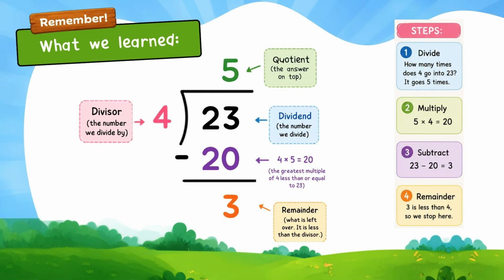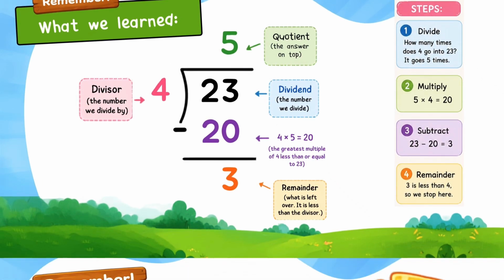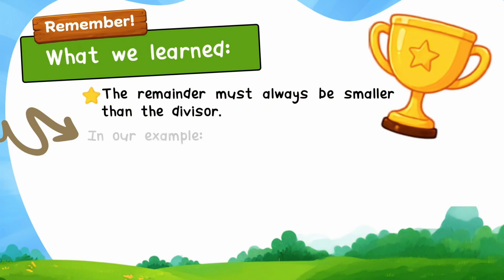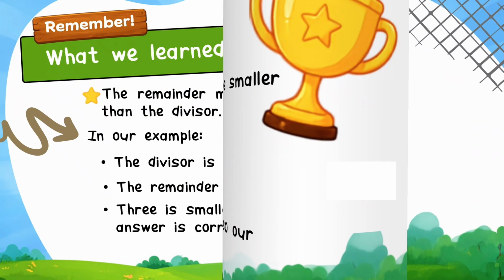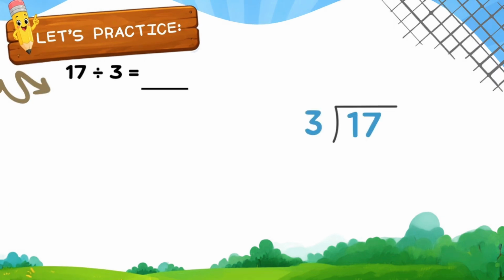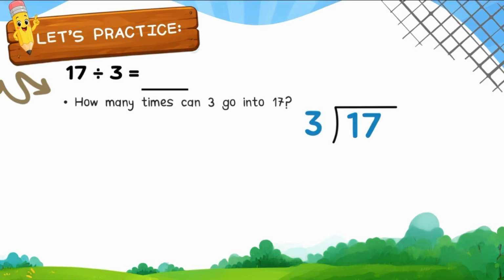Now, let's review the steps: divide, multiply, subtract, remainder. Again, the remainder must always be smaller than the divisor. Let's try another example. Solve 17 divided by 3. How many times can 3 go into 17?